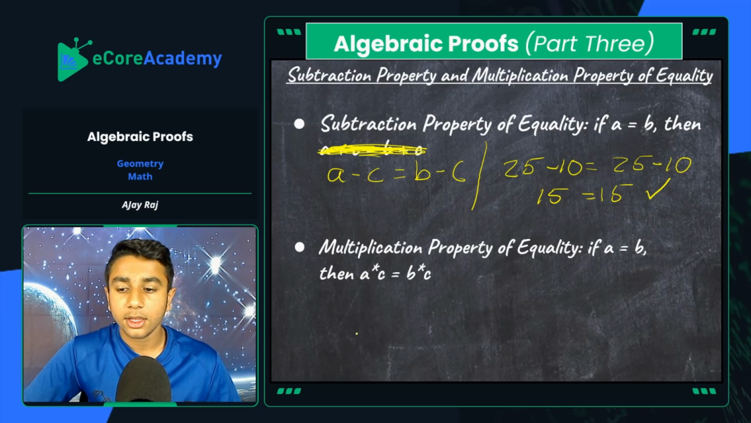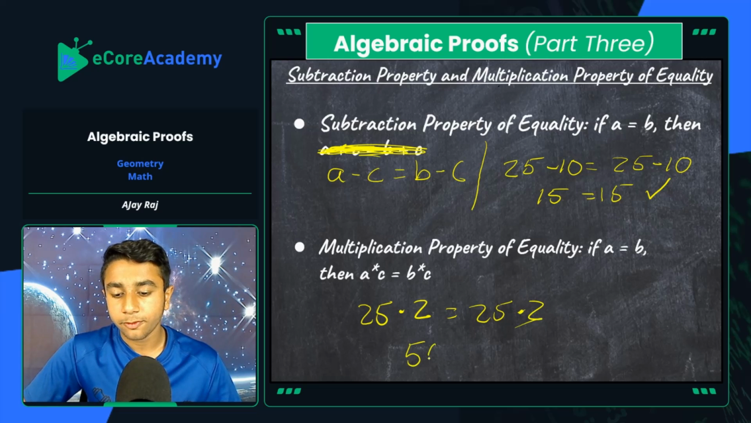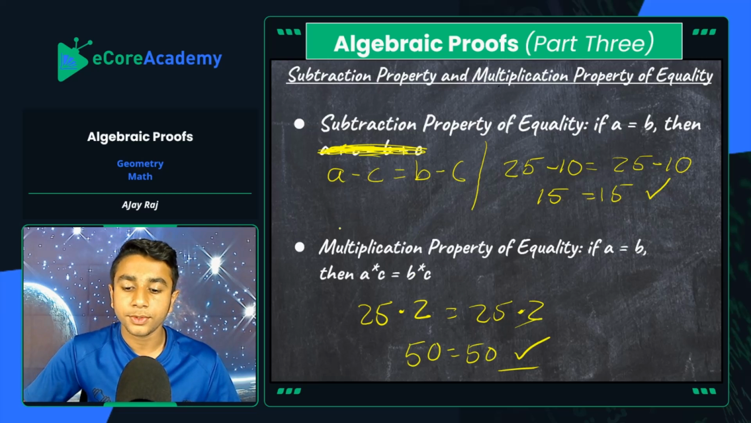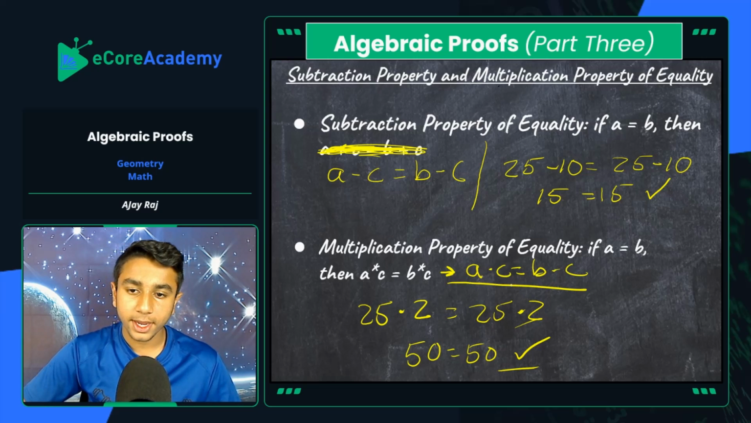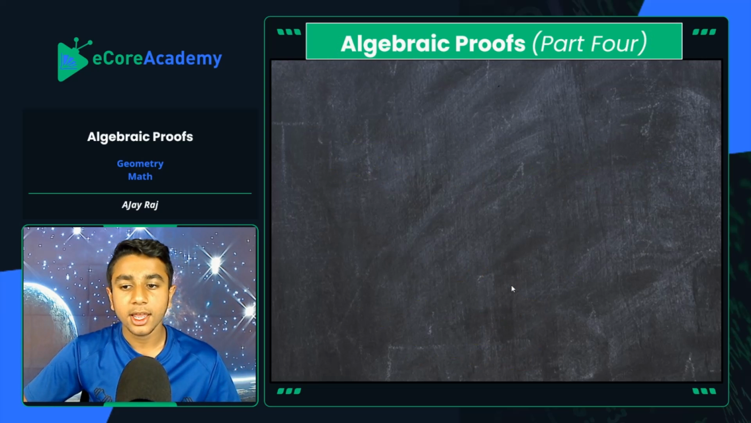So I'll use 25 here. If I say that 25 equals 25, and I multiply each side by 2, we get that 50 equals 50, which is always going to be a true statement. So that proves the multiplication property of equality. I used an asterisk for keyboard format, but this is how it looks in regular format: AC equals B times C. There we go.